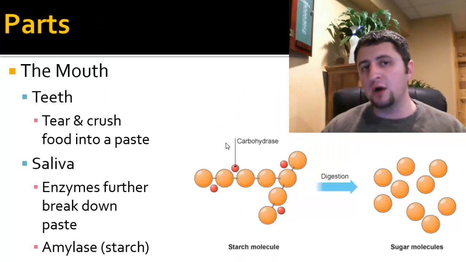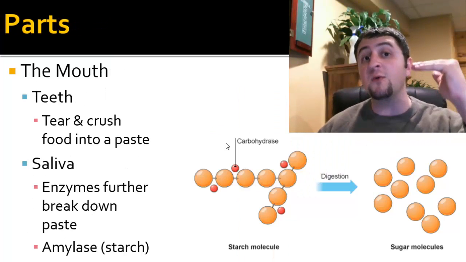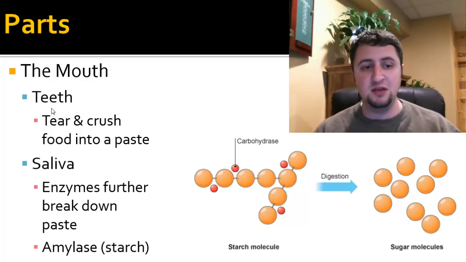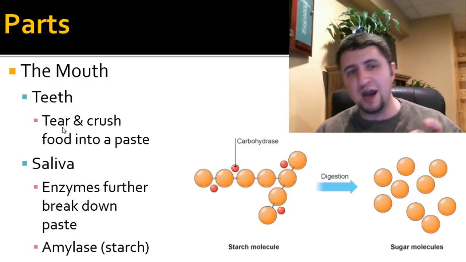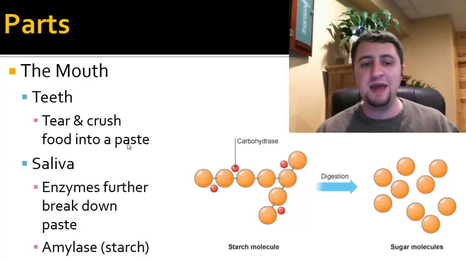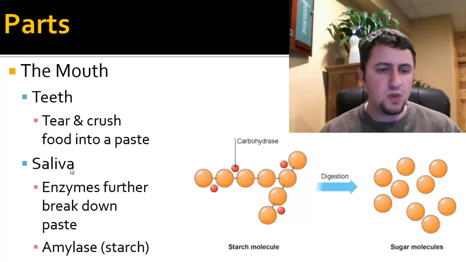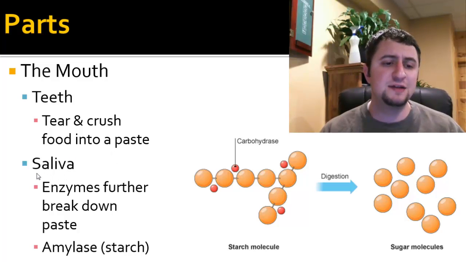Now, there are many parts to the digestive system. We're going to work our way from the top down. It all starts in the mouth. The mouth has teeth. Teeth chew and tear and crush up food into sort of this paste or this little ball, the bolus, which is easy to swallow. In the process, your mouth adds saliva.